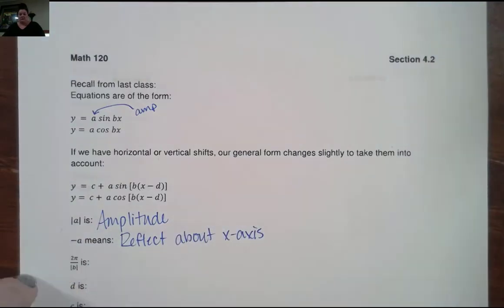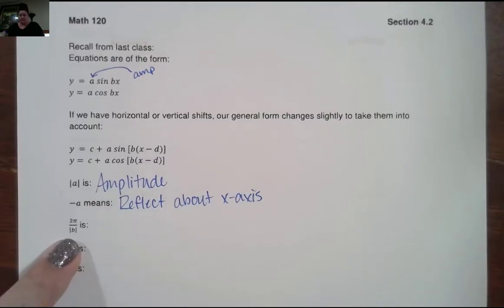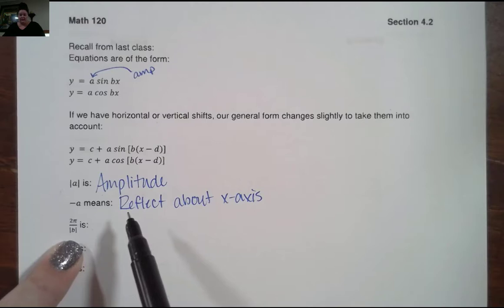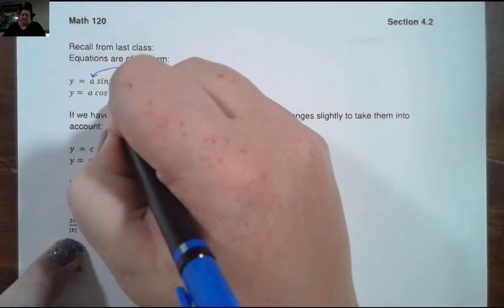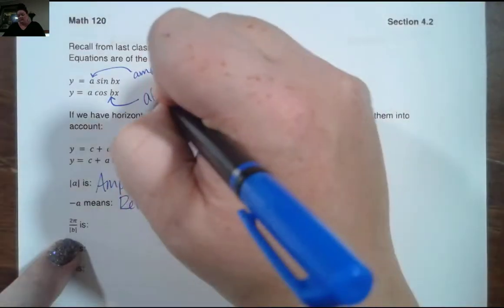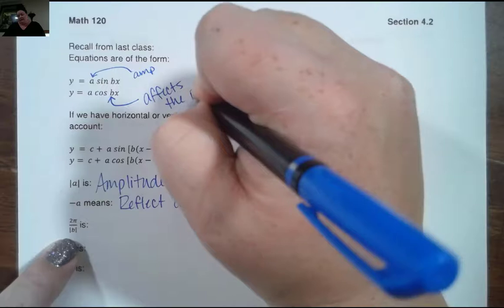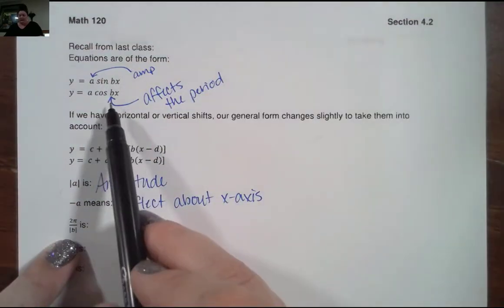We also talked about how to find the period, right? And the way that we find the period is we take 2 pi, which is the normal cycle length for both cosine and sine, right? And we divide it by the absolute value of b. So if you remember, b is whatever is being multiplied to the x inside the function, okay? So this one affects the period. Okay, so if nothing is being multiplied on the x, we can assume our period is going to be 2 pi for sine and cosine, right?